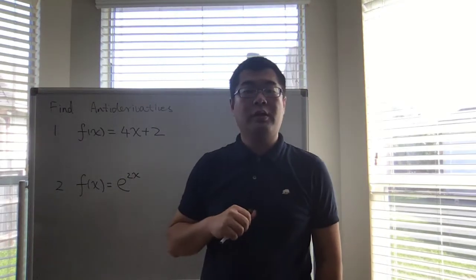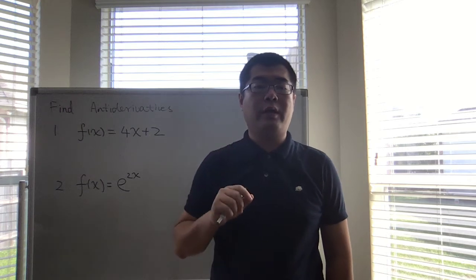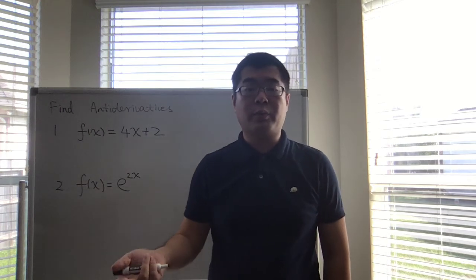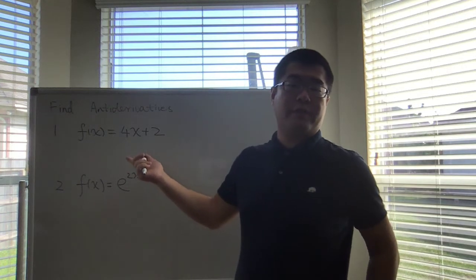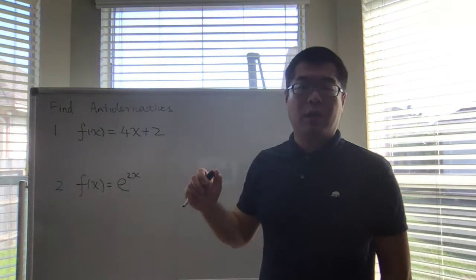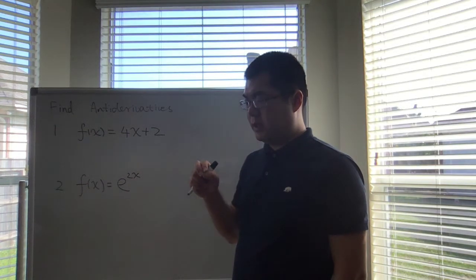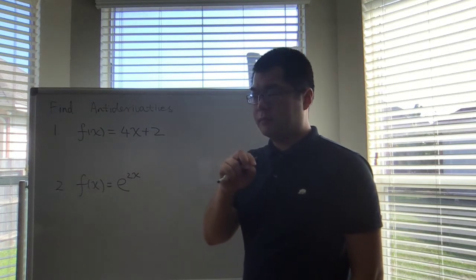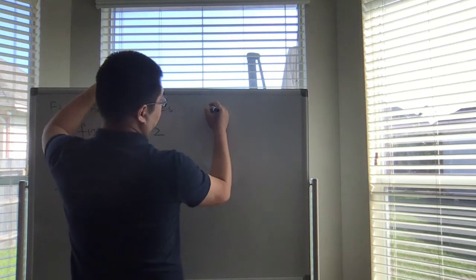All right, so today let's talk about four antiderivative examples. The first one is f(x) equals 4x plus 2. So in this part, we're going to use the power rule for antiderivatives. What it says is like this.